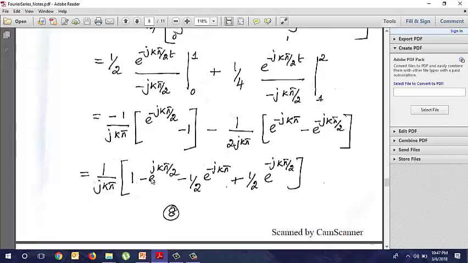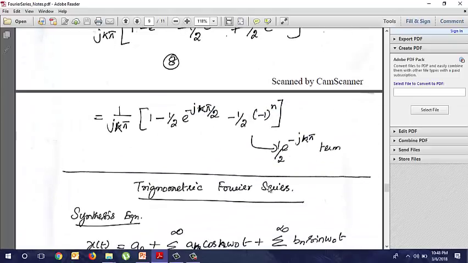Here you have minus 1 minus e power j k pi by 2, and here plus half e power minus j k pi by 2. Sorry, a minus is missing here. When you combine these two, it becomes minus half e power j k pi by 2. So the final answer has three terms: 1 minus 1 by 2 e power minus j k pi by 2. And then this term changes as minus 1 power k, that is half into e power j k pi, so this depends on the value of k.